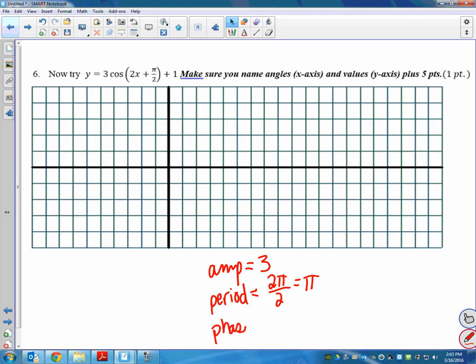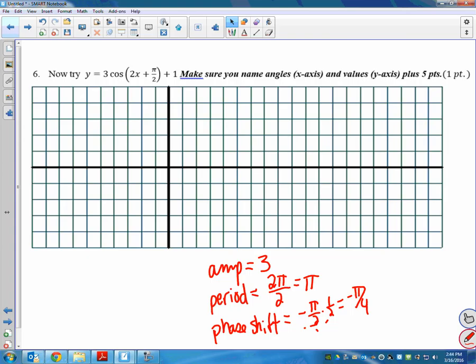So the phase shift is C over B, which in this case is plus, so that's going to be negative pi halves over B, which is 2. Dividing by 2 is the same as multiplying by 1/2. So that means a phase shift of negative pi fourths. So we're going to move left pi fourths units.